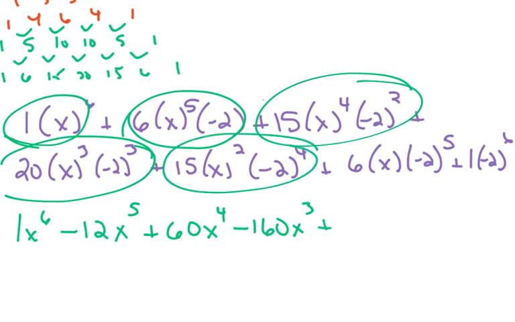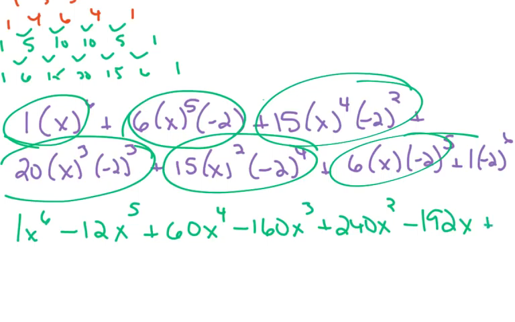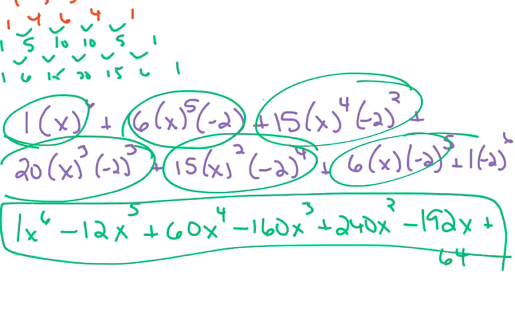The next term is going to be positive. It's 15 times 16, because that's what (-2) to the fourth is. So it's 240x squared. The next term is going to be negative, because it's going to be 6 times (-2) to the fifth, which is -32. So it's going to be -192x. And the next term is going to be positive, and (-2) to the sixth is 64. So that's the expansion of (x minus 2) to the sixth power.